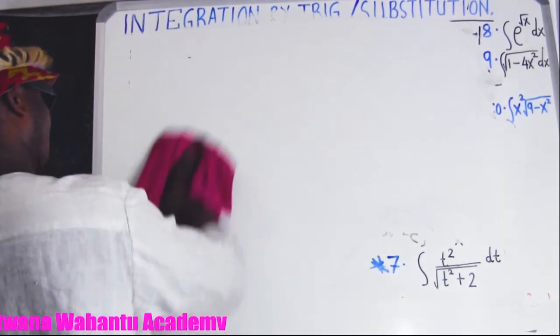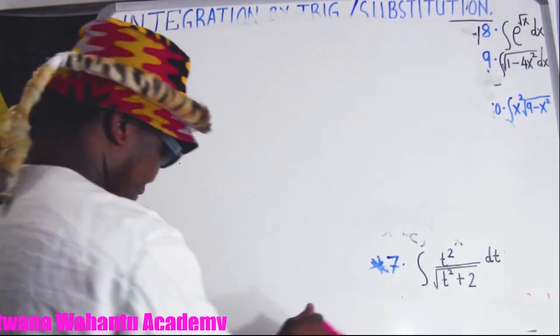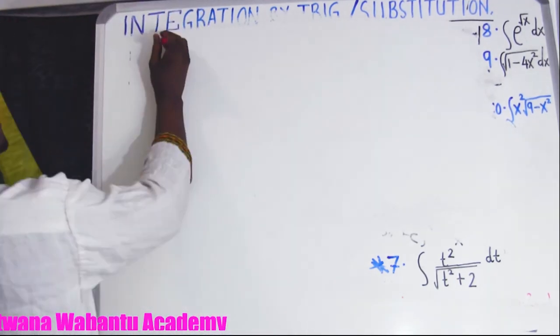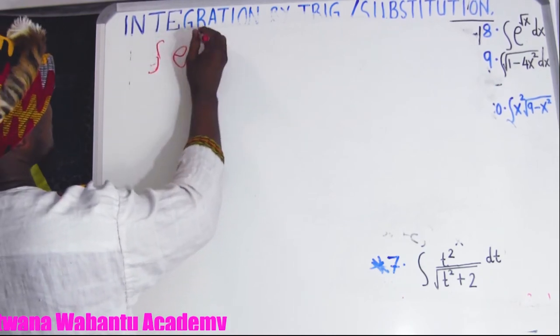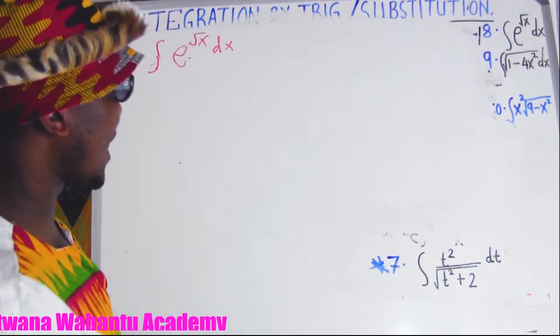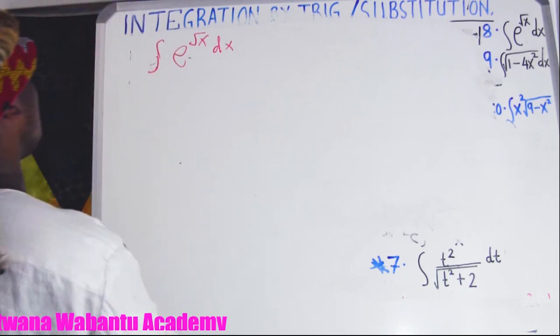It is easy. By parts. Okay, cool, let's go. So number 8 is bigger. Integral of e to the square root of x. So you know what I'm gonna do? I'm gonna let u equal to that one. I think I have done that question more than 10 times.